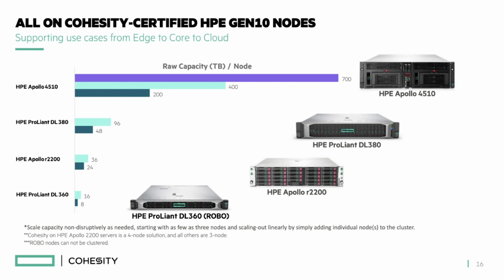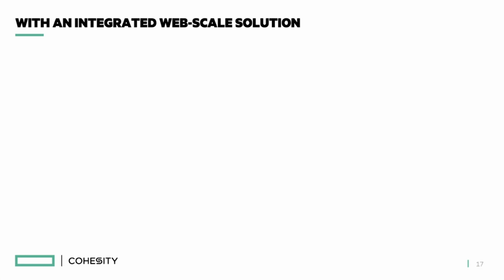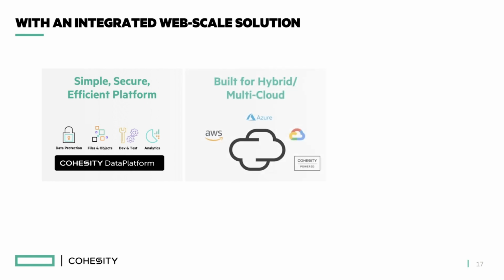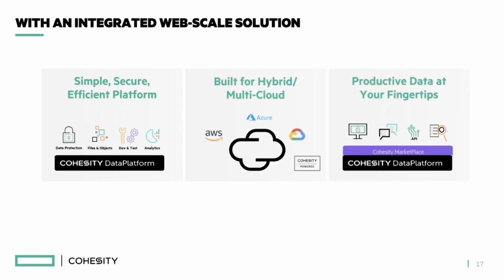So let's talk about the certified Gen 10 servers. I won't go too much into the details of this, but you see there are different capacities for different use cases. And there's also the newly launched Robo solution, which is a single one-node server. We'll talk about this in detail a little later. But no matter what your use case is, backup, recovery, archival, file and object storage, we have a certified HPE solution for you. So let's talk a little bit more about the integrated Cohesity data platform solution itself.